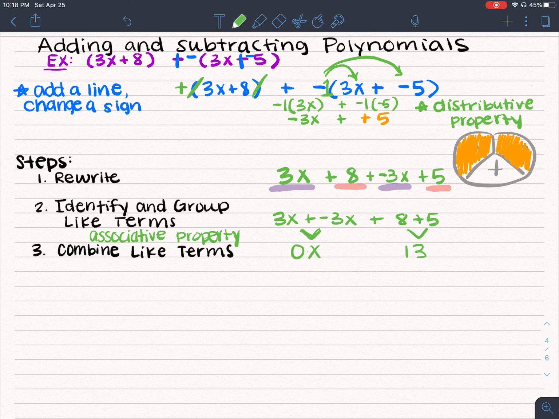And what's 0 times x? Remember, there's that hidden multiplication. 0. So we have 0 plus 13. And what's 0 plus anything? Itself. So in this case, we actually have a constant as our answer to the subtraction problem.